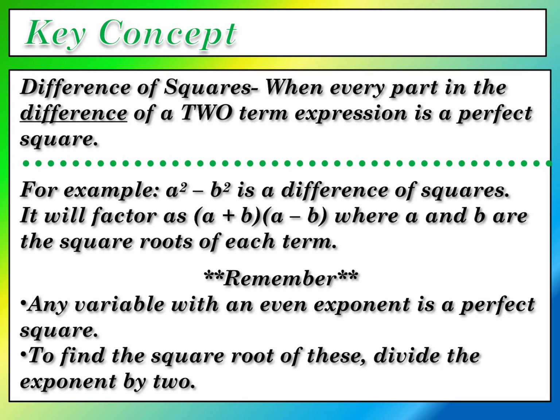In addition to everything being a perfect square, the problem also has to be subtraction. As it says in the name, it has to be difference of squares. So if you have an addition problem, it is most likely not this method. Any variable can be a perfect square as long as it has an even exponent. To find the square root of variables with even exponents, we just divide the exponent by 2.